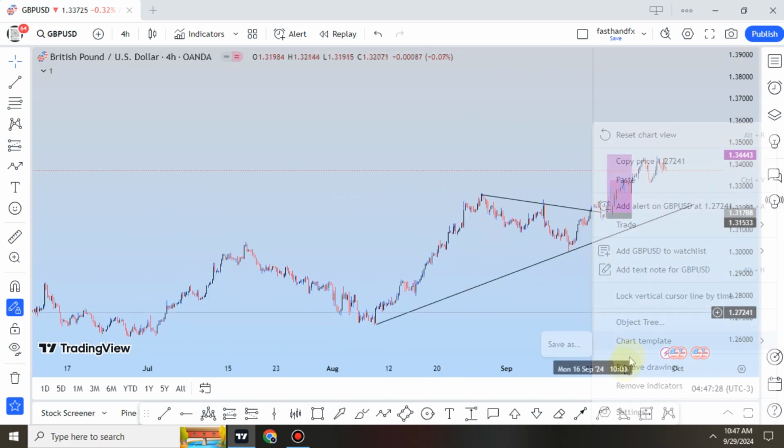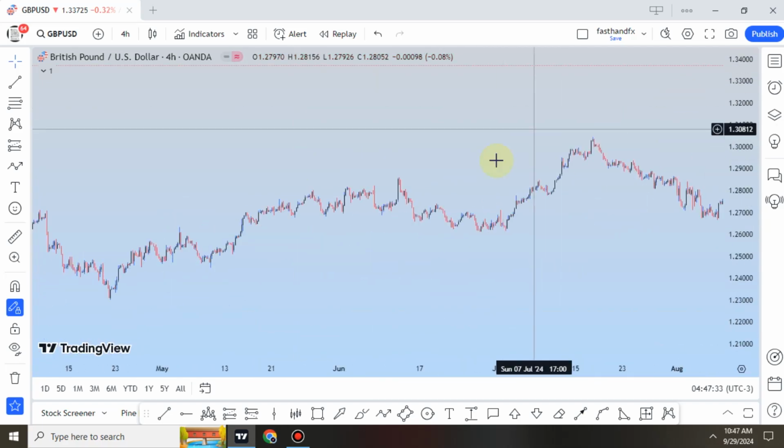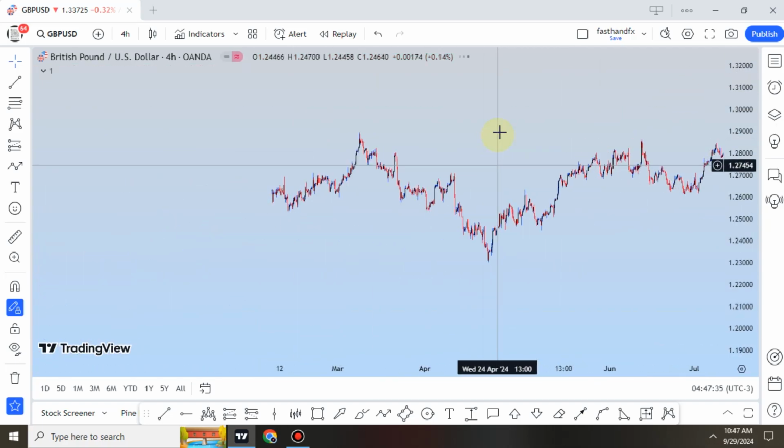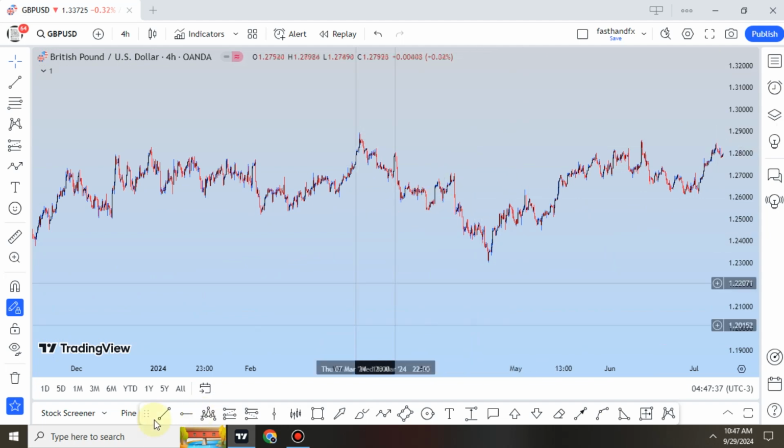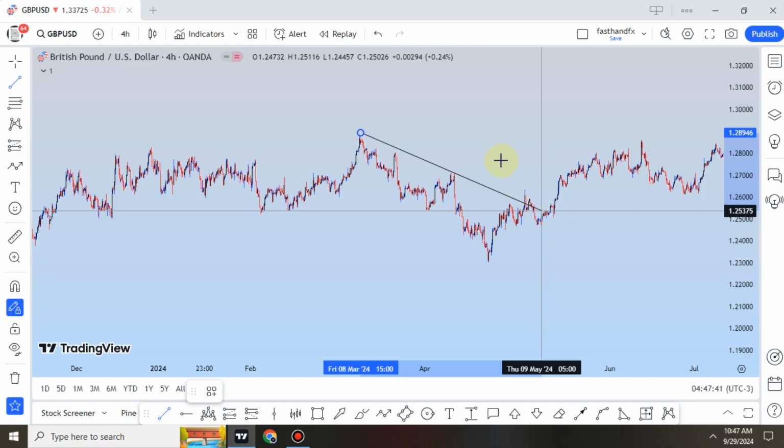Now let's try to find a different scenario where price was just pulling back without creating those higher highs. And in fact there's also another one right here. See, there are these two, right?